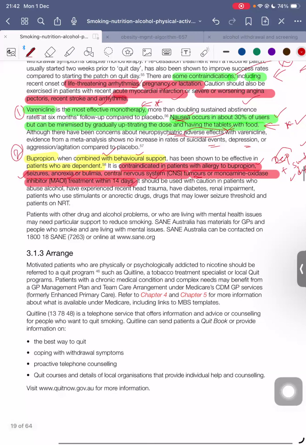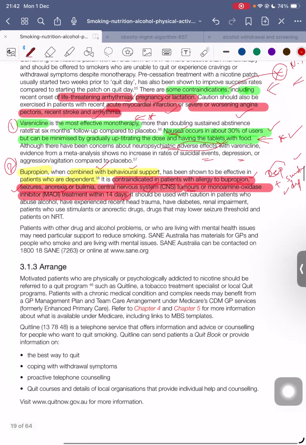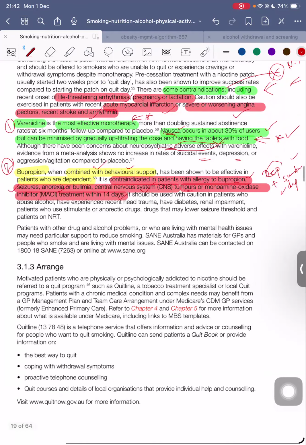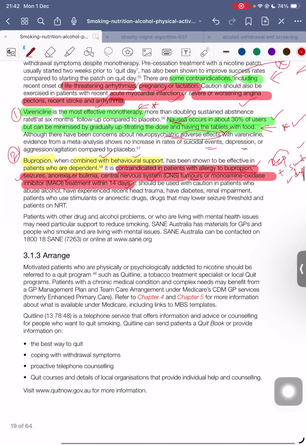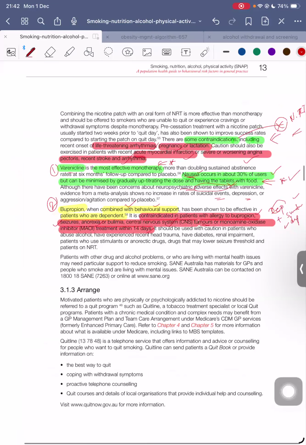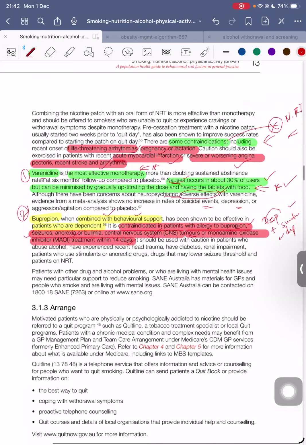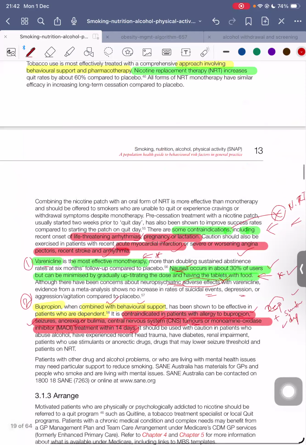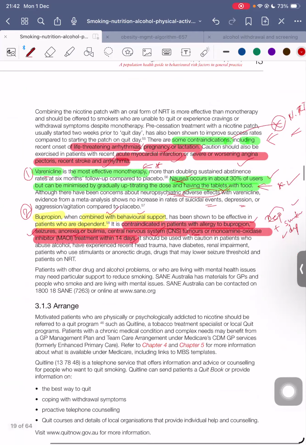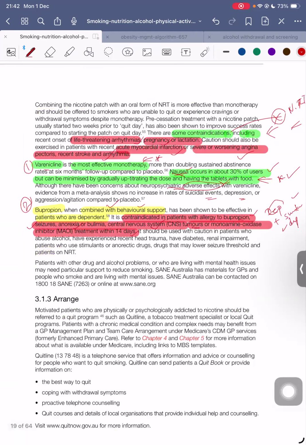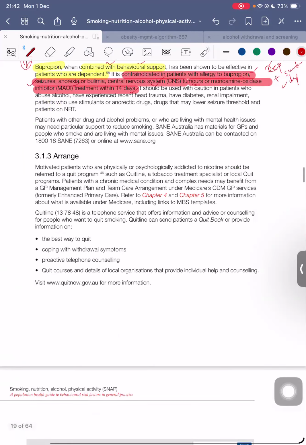Okay, so here bupropion is very effective when given with behavioral support. Remember this. Varenicline and bupropion are used other than nicotine therapy. Now you all know the indications and contraindications. You have to remember this thoroughly.